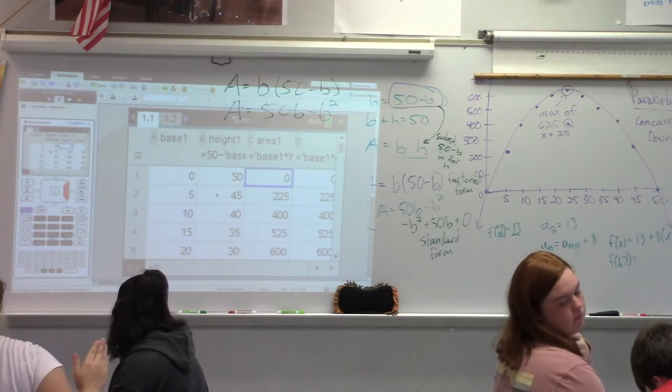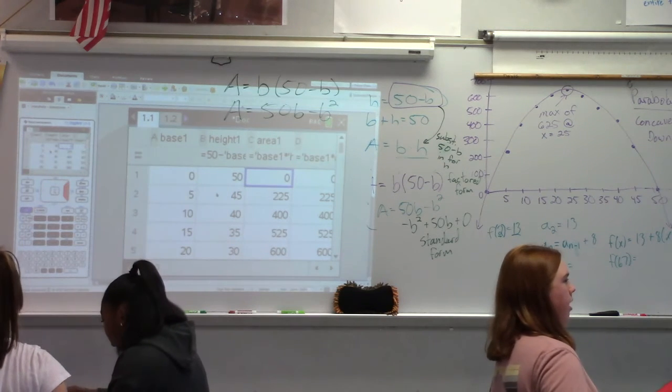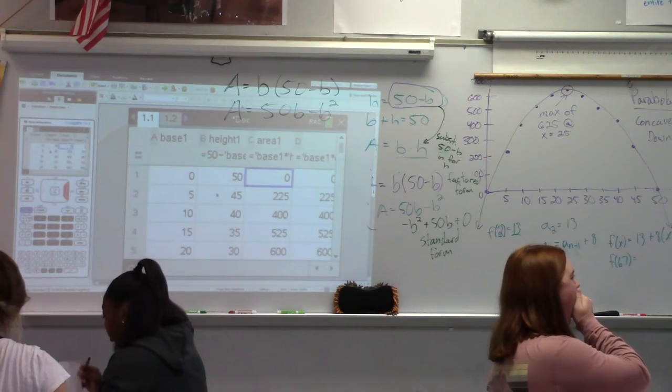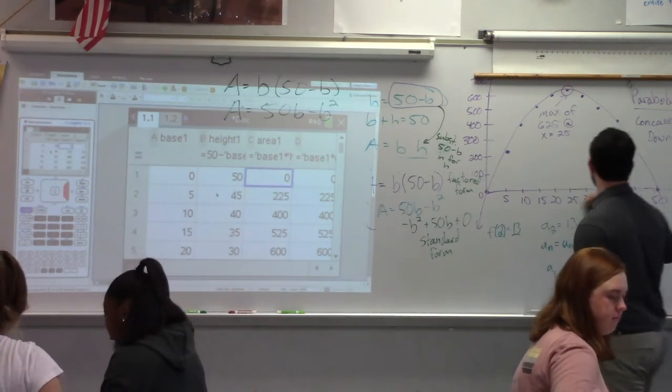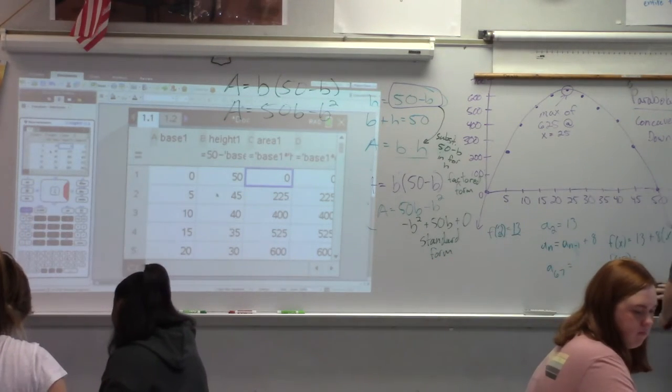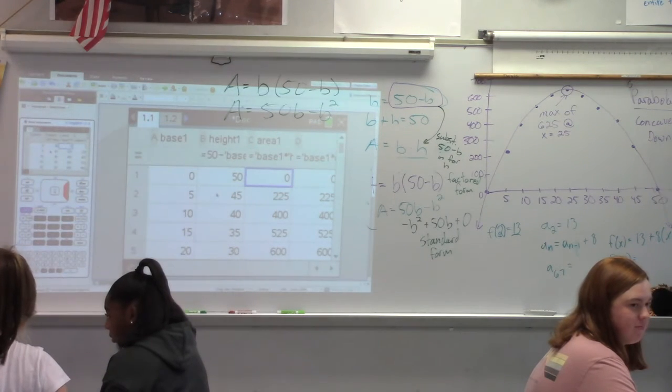I will say it'll help you if you write down the table, because then you'll be able to identify that pattern. Look, it's like you go, yeah, and then go back.